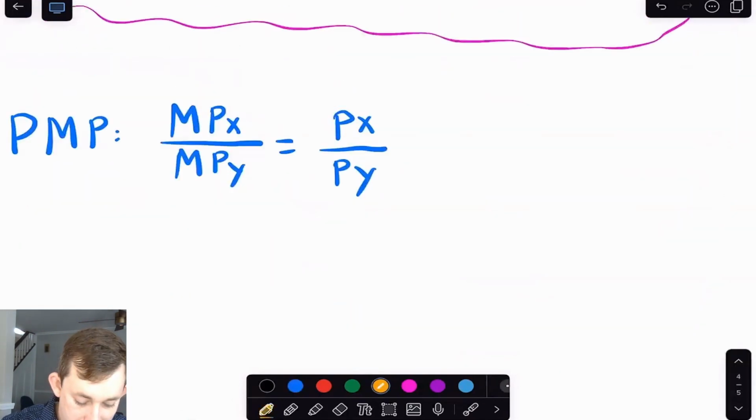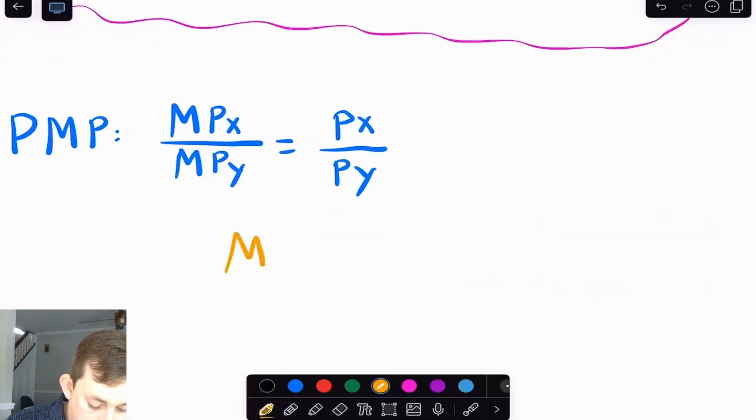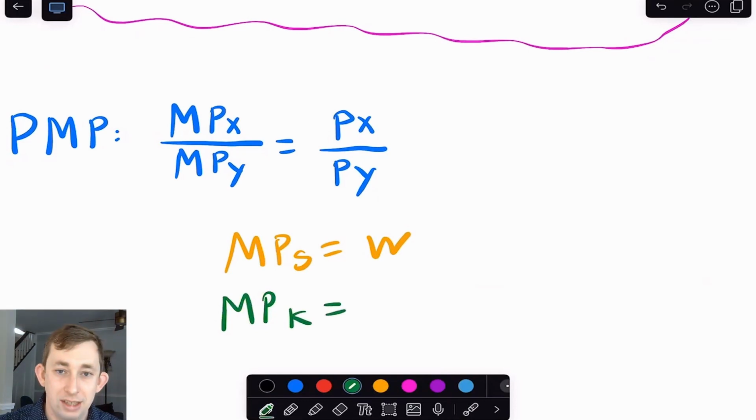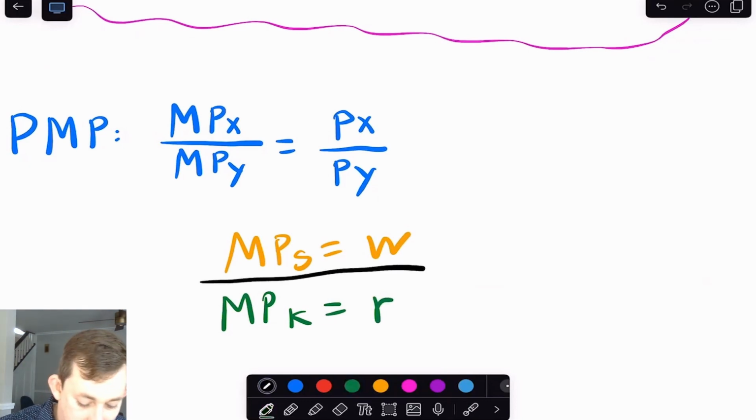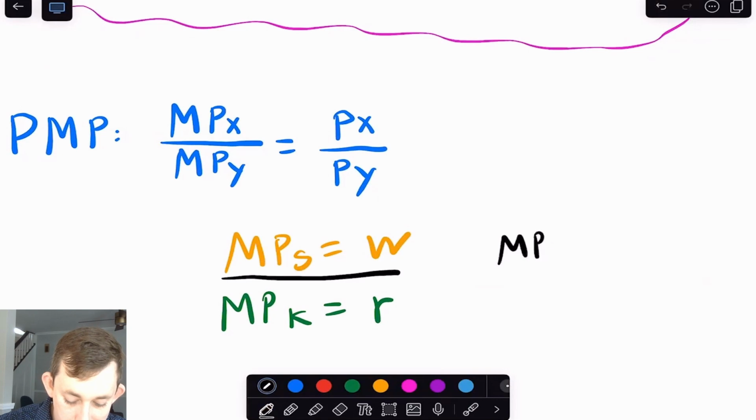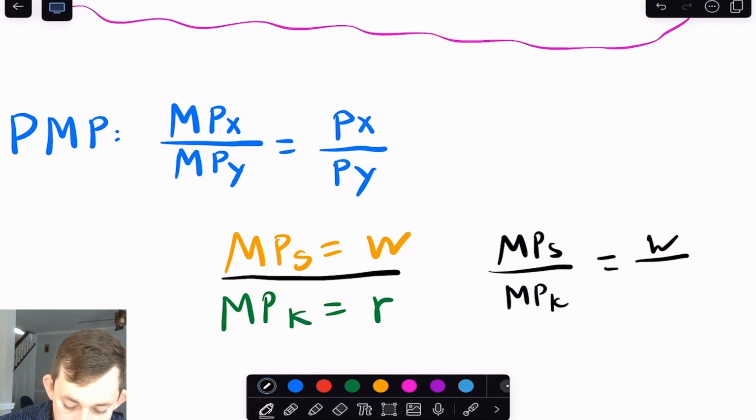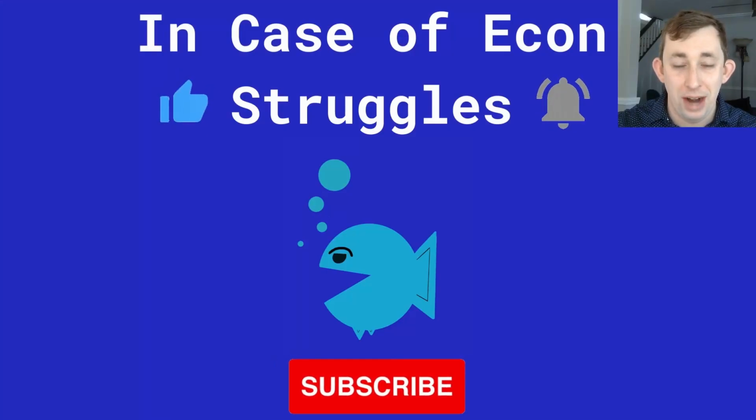Here's the marginal product of Sally, and that's going to be equal to the wage or the price of Sally. Separately, we have the marginal product of, I don't know, K for machine, equal to the marginal cost of a machine. We call that a rental rate, or R, and all we do is divide them. So what we end up with is the marginal product of Sally over the marginal product of capital is equal to wage over R, or PX over PY. So that's all you need to know for profit maximization based on the College Board's course guide.